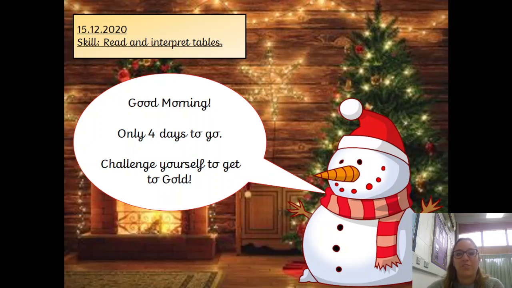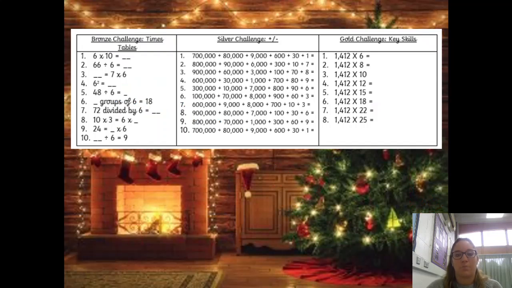Good morning, Year 5. Okay, so today's skill we are looking at reading and interpreting information from tables. First of all, have a go at your arithmetic. Try and really challenge yourself today, see if you can get to gold. If you would like to, you can time yourself. If not, I'll leave it on there. Pause the video and come back when you're finished.